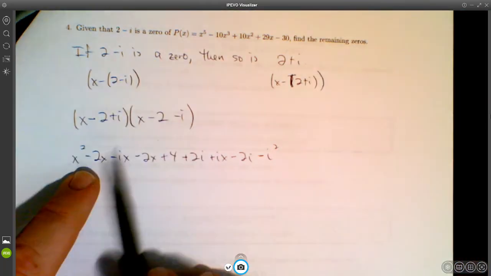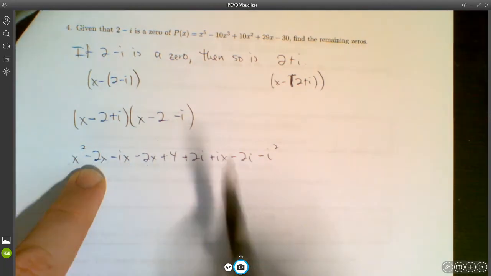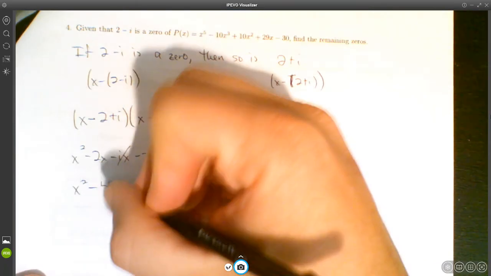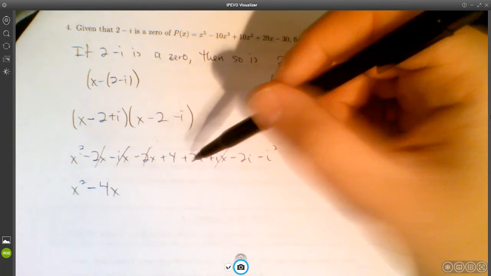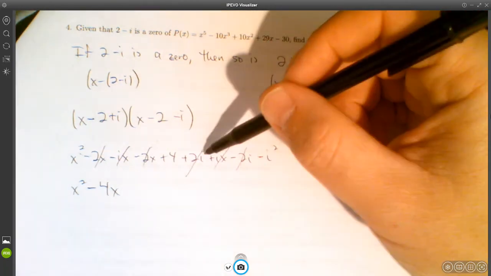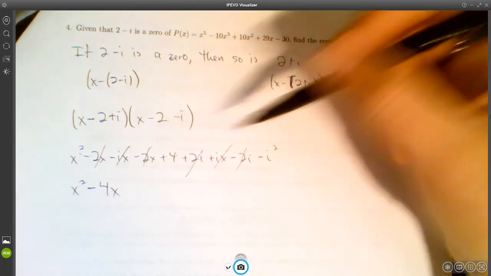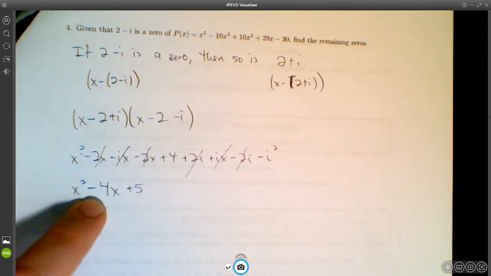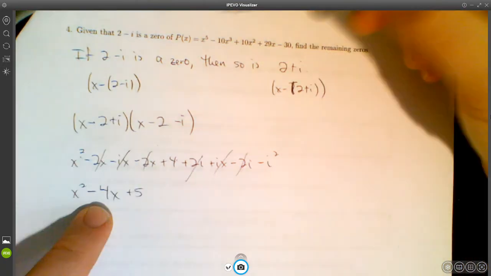Alright, so I've got an x squared. I've got a negative 2x, a negative 2x, and then I've got a negative ix and a positive ix. So the ix's will cancel, but I'm going to have a negative 4x. That takes care of those. Then I've got a positive 2i and a negative 2i, those will cancel. I've got a 4 and a negative i squared. A negative i squared is the same thing as positive 1, right? 4 plus 1 is 5. So there's that factor. This is a factor of our original polynomial p.